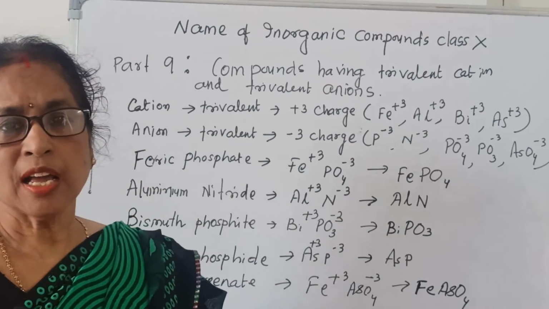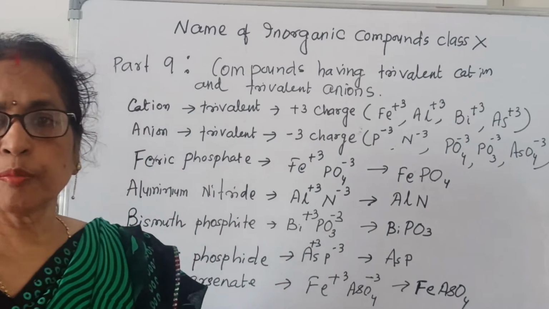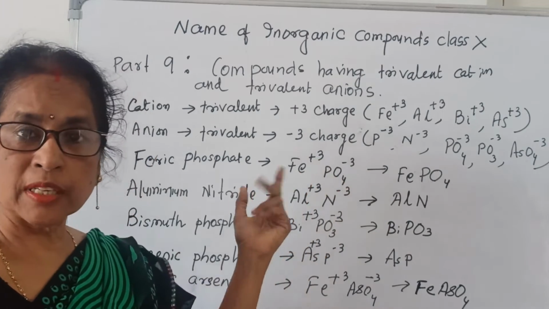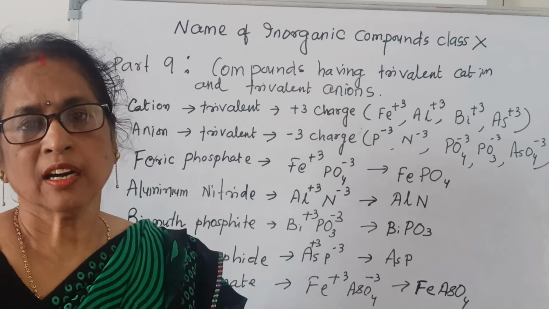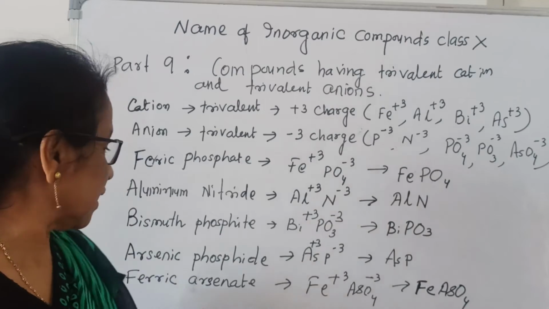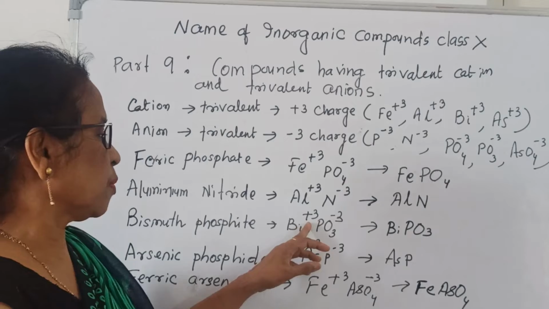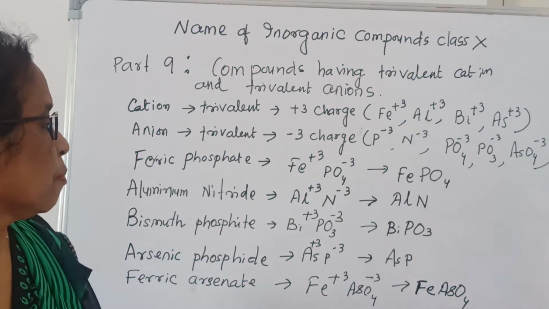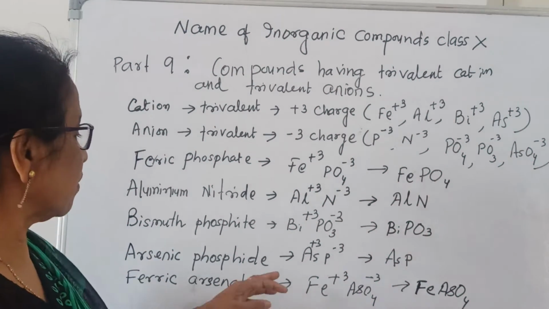And what is the formula? FePO4. And aluminium nitride. Aluminium means Al plus 3, and nitride is also minus 3. So the formula is AlN. Bismuth phosphide. Bismuth has valency with charge plus 3, and PO3 is minus 3. So they cancel each other. What is the formula? BiPO3.